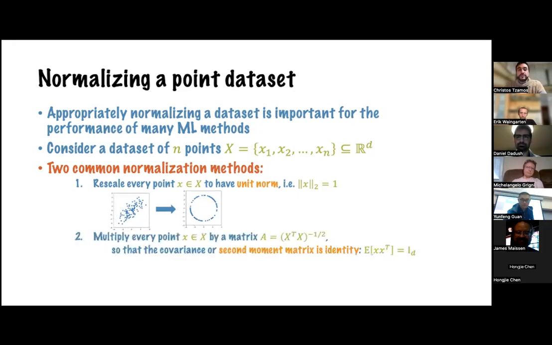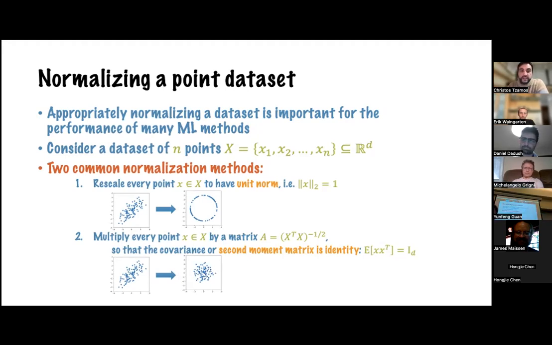Another operation I can do is multiply every point by a matrix A. This is a linear transformation of my space, and this ensures that the covariance matrix, or the second moment matrix, of my points is the identity. So in this example, I have these points which are somewhat stretched in some direction, and I normalize them so that they are more spherical. Okay, so these are two common operations one can apply to a dataset.